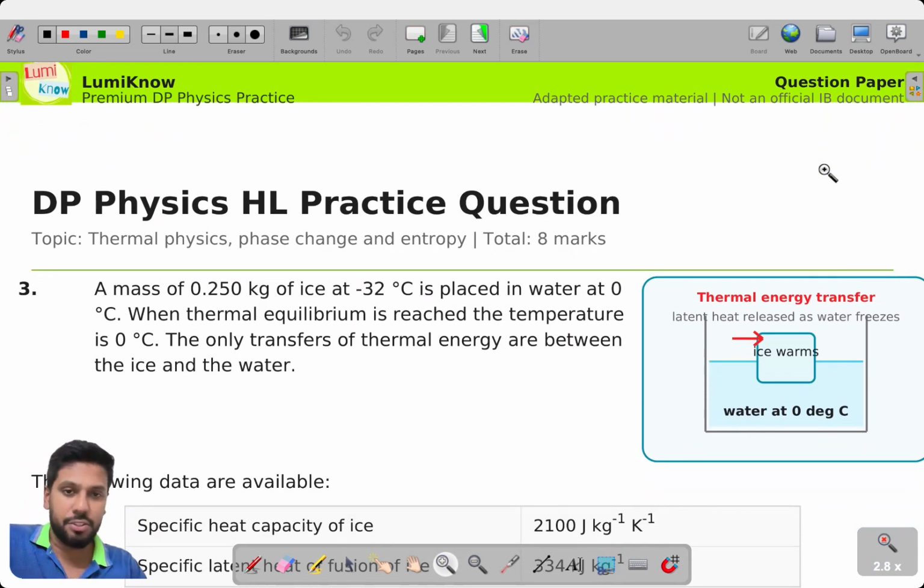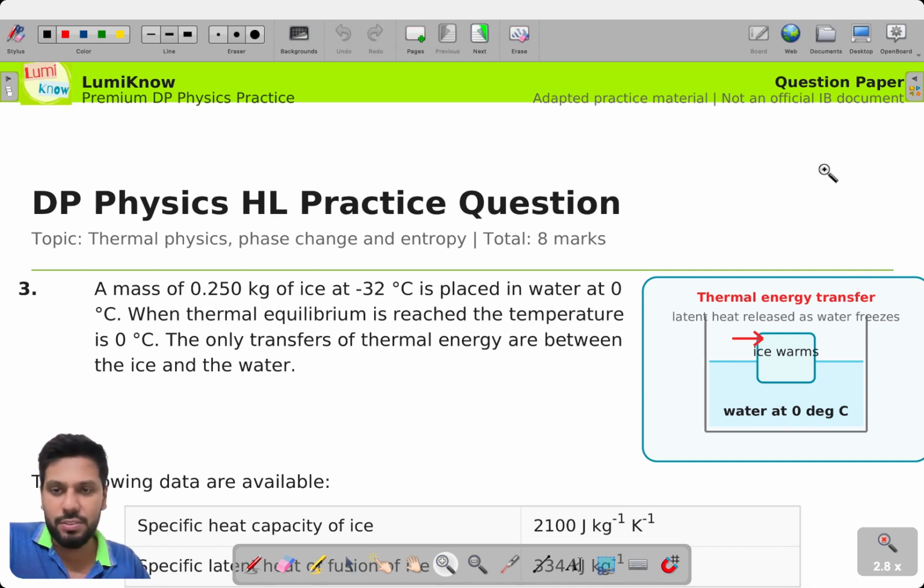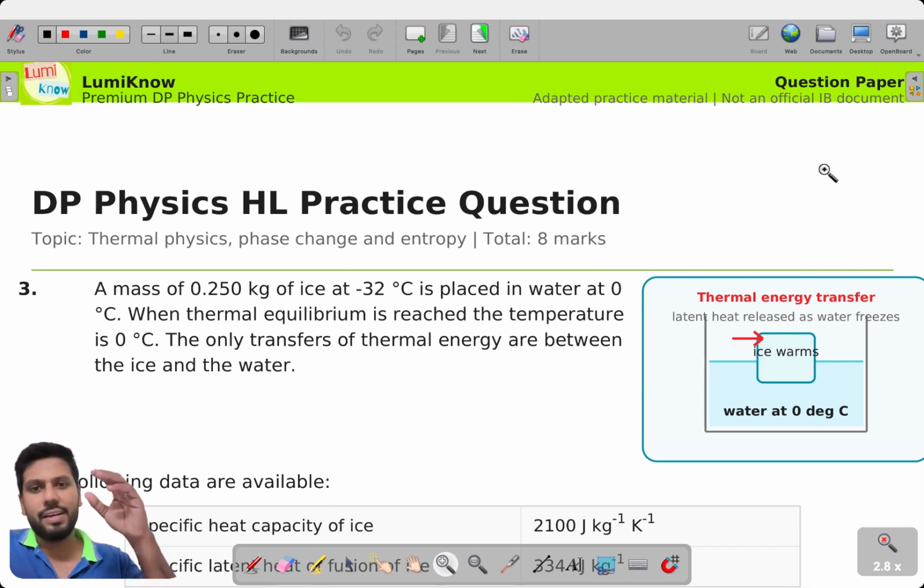Today I am with one of the DP questions. This is the second question of DP. Last week I solved a question from May 2026, and this question is also from May 2026. At the time I'm recording this video, May was just 2 months before. Now let us get into this question.